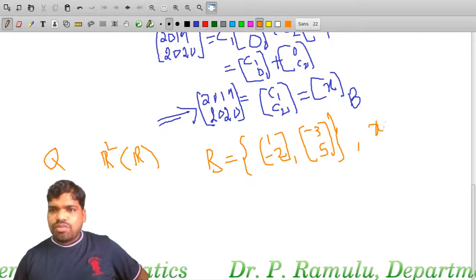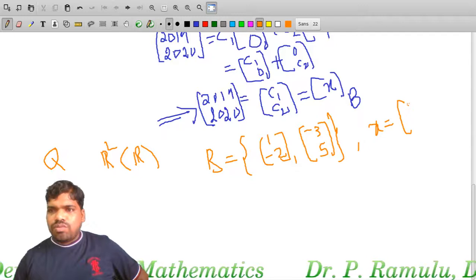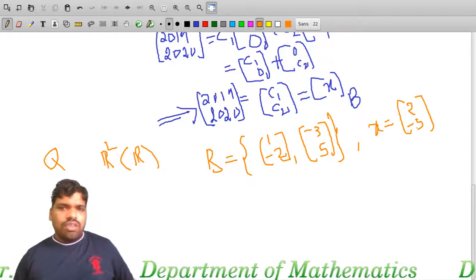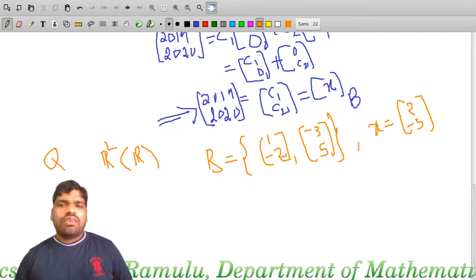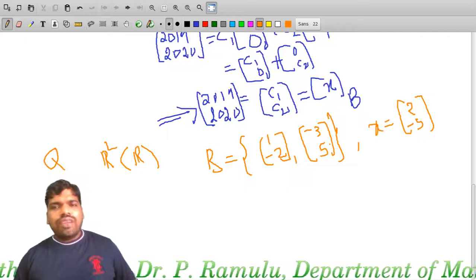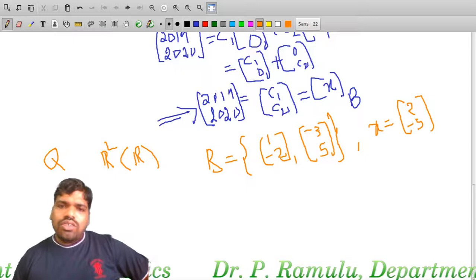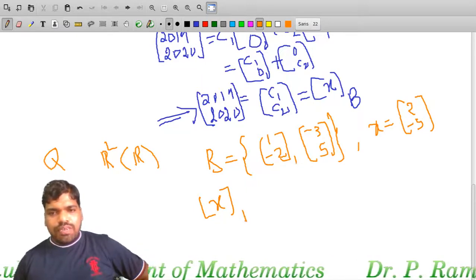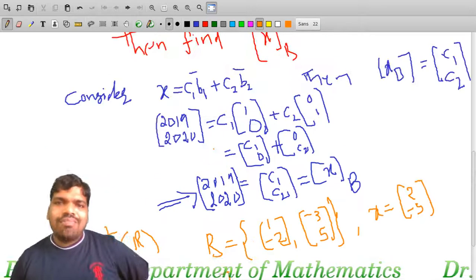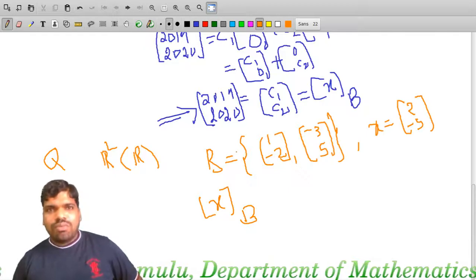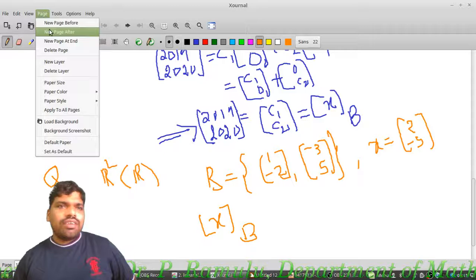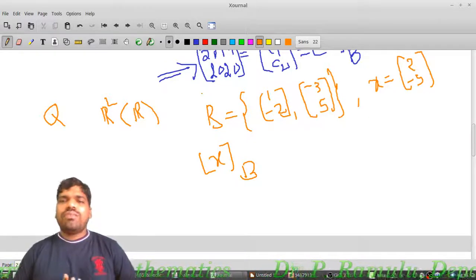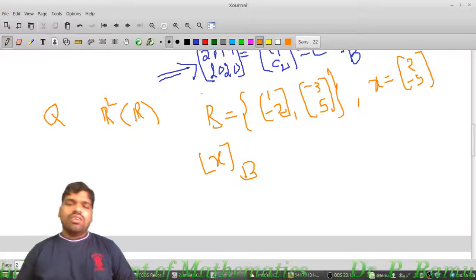So B is equal to (1, minus 2) and (minus 3, 5), X is equal to (2, minus 5). Then find the coordinate matrix XB. Here my basis set changes, so my vector changes. I want to solve this by using the same method. Later I will solve it by using other methods. The question is, R2 over R is a vector space, B is equal to (1, minus 2), (minus 3, 5), X is equal to (2, minus 5). Here, XB.